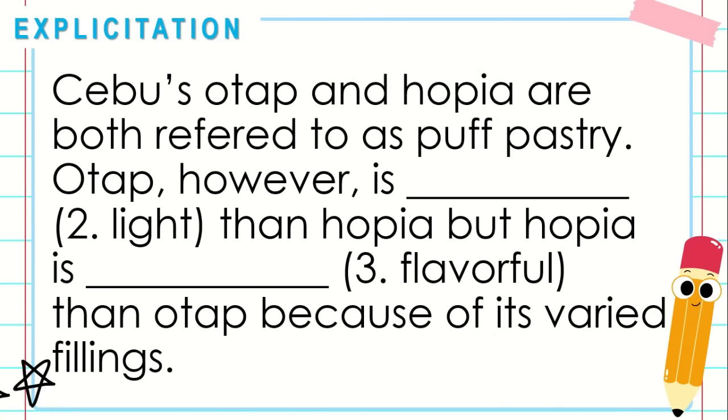Cebu's otap and hopia are both referred to as puff pastry. Otap, however, is blank, light than hopia, but hopia is blank, flavorful, than otap because of its varied fillings.